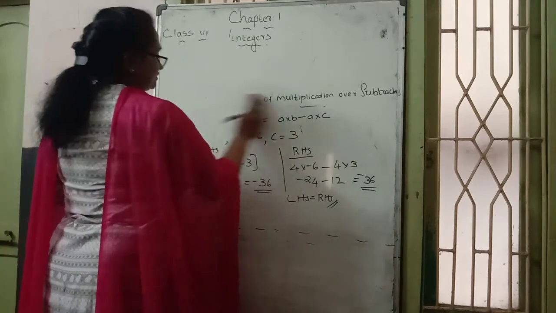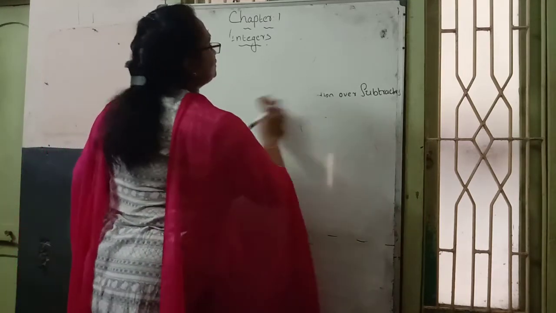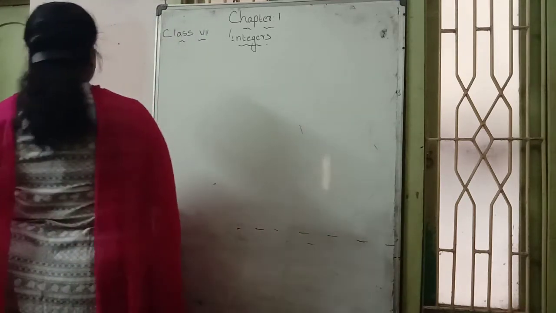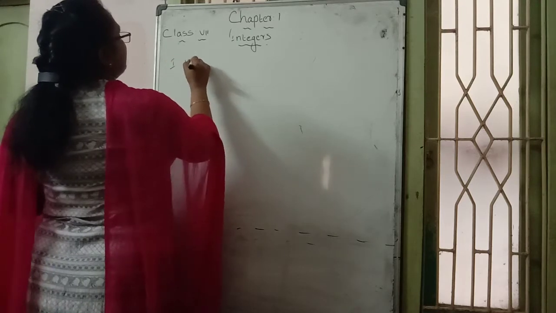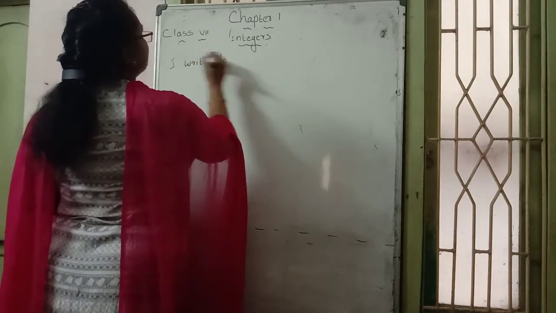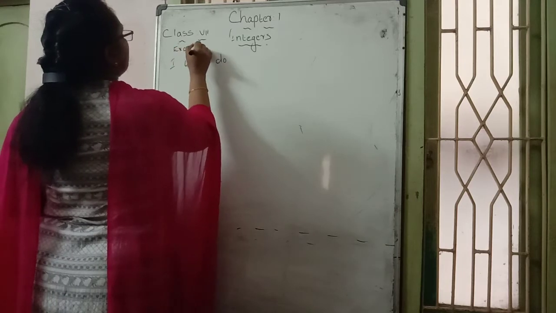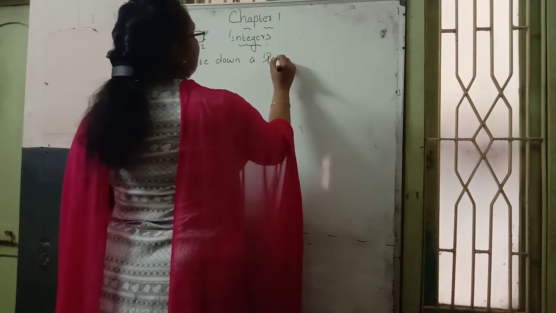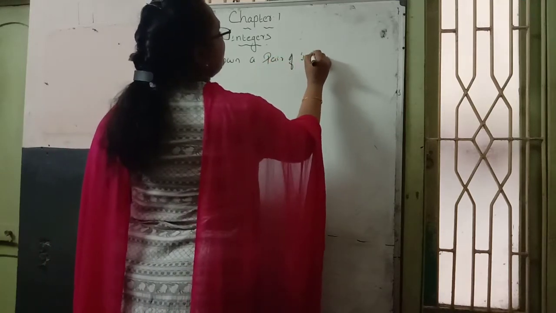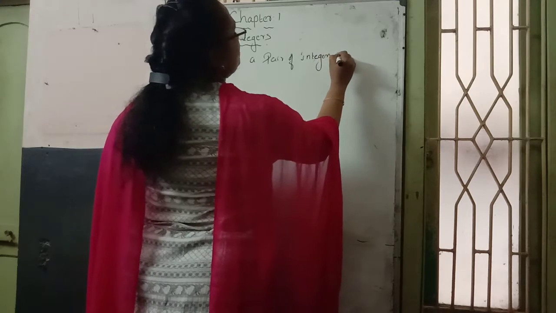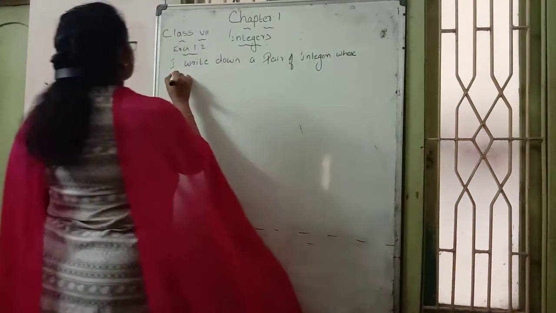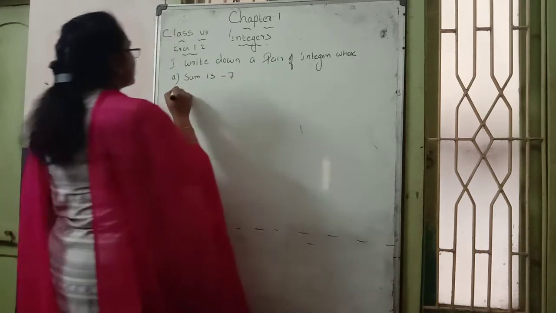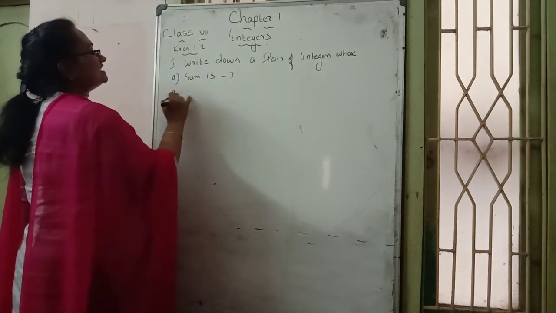Here exercise questions are there. Exercise 1.2 questions are there. In 1.2, first they are asking: write down a pair of integers whose sum is minus 7. Think and write down. That is the question they are asking.